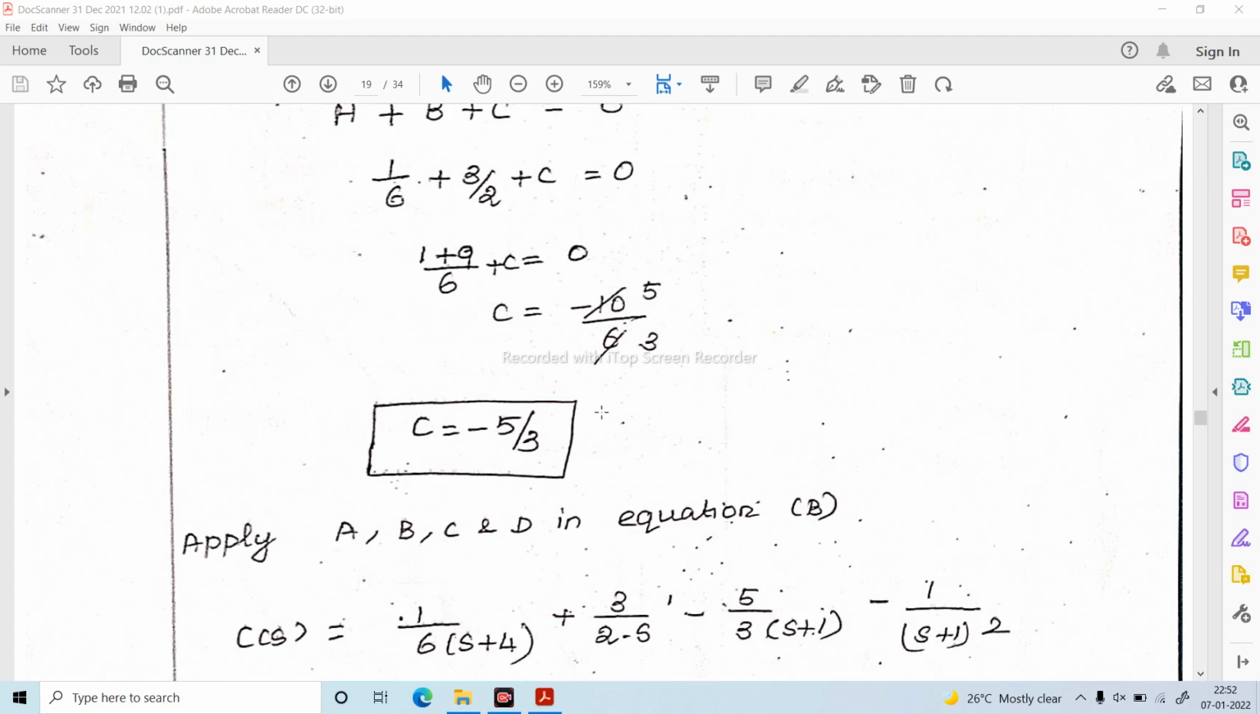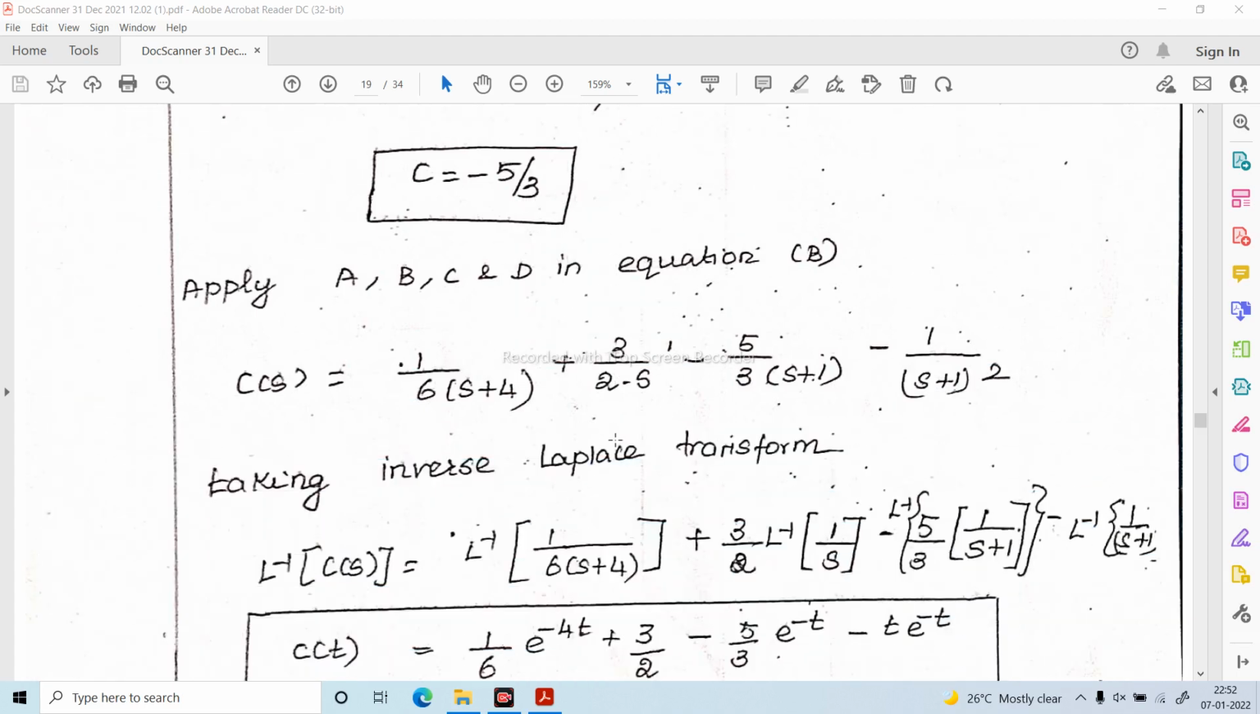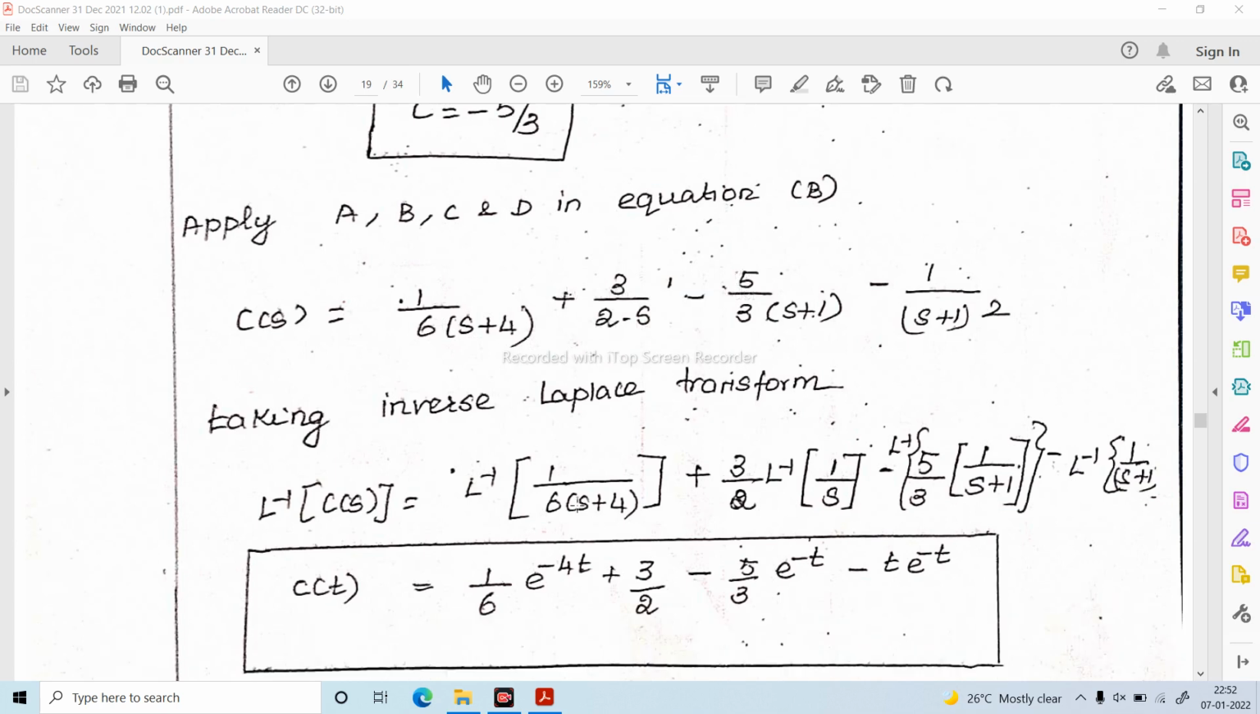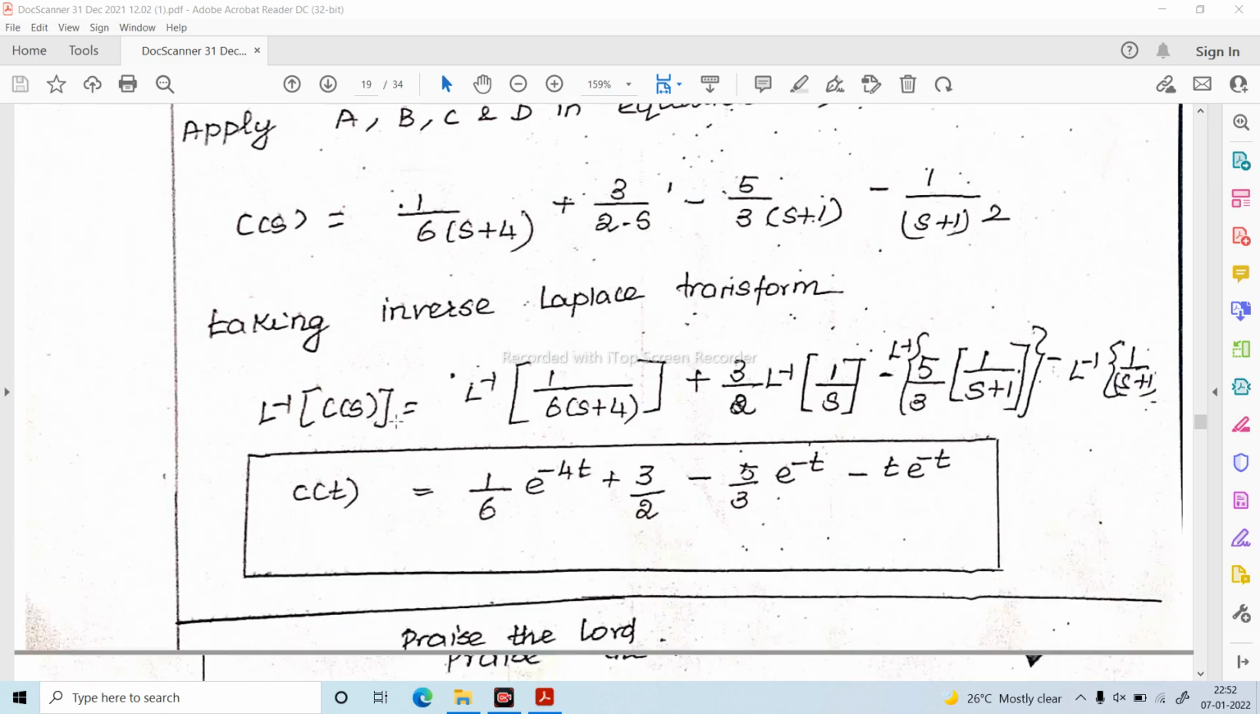After finishing this, I have to substitute these values in the partial fraction. C of s is 1 by 6 into s plus 4, plus 3 divided by 2 into s, minus 5 by 3 into s plus 1, minus 1 by s plus 1 the whole square. The inverse Laplace transformation of C of s is 1 by 6 into e power minus 4t plus 3 by 2 minus 5 by 3 into e power minus t.